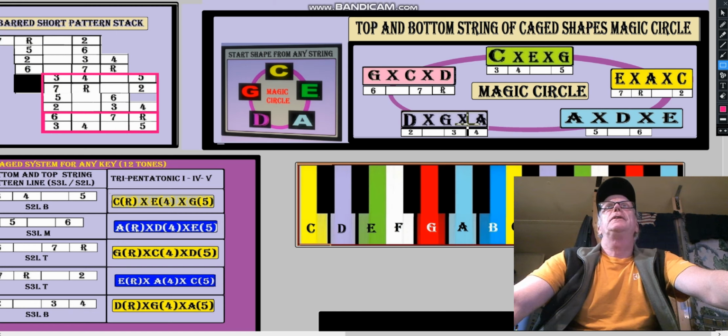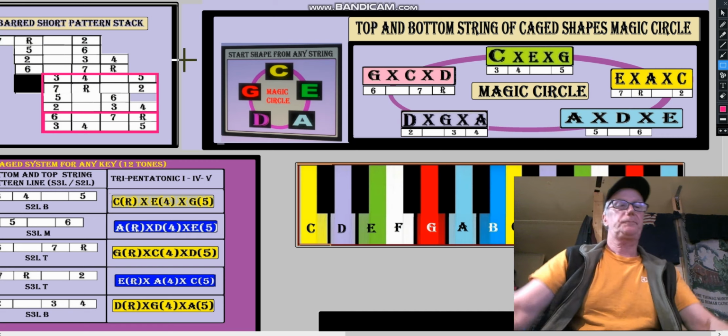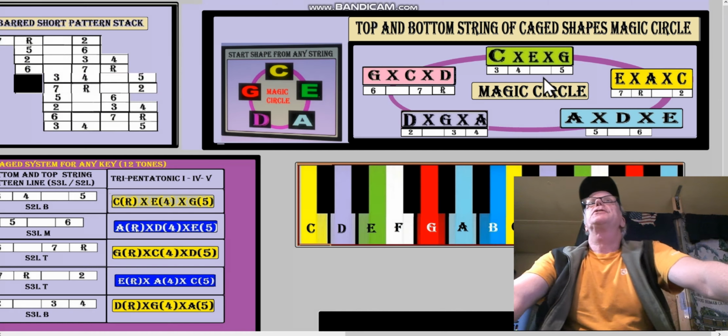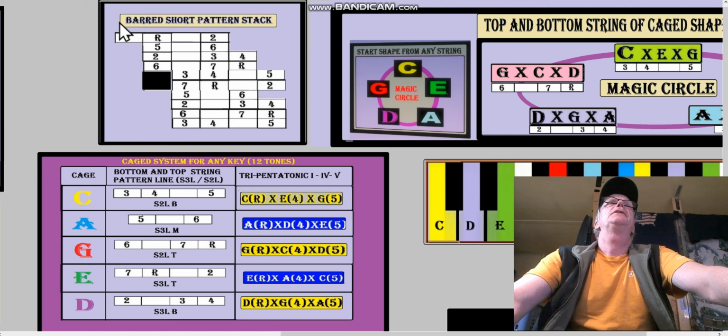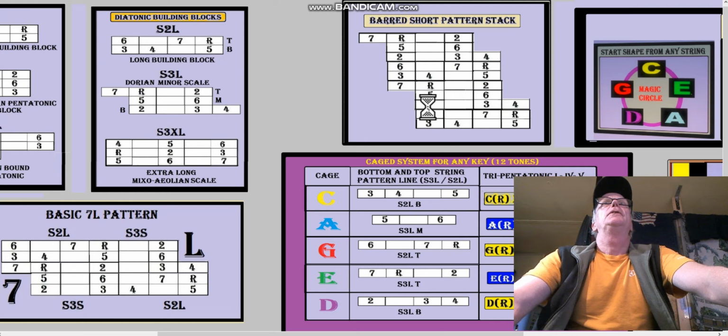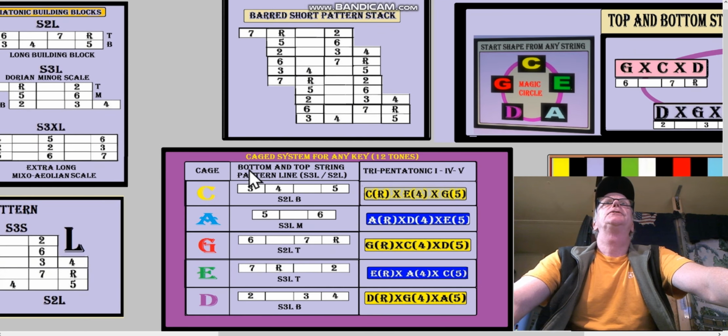Moving around the clock backwards, we get to the D shape, which is 2, 4, 2, 3. We get to the A shape, 5, 6, and we get to the E shape again, 7, root 2, and then repeating 3, 4, 5 on the top string. So that's the way the magic circle works for the patterns, the little patterns. Here, let's put the pattern back now. That's the way it works for the patterns, pattern lines, S3L and S2L.